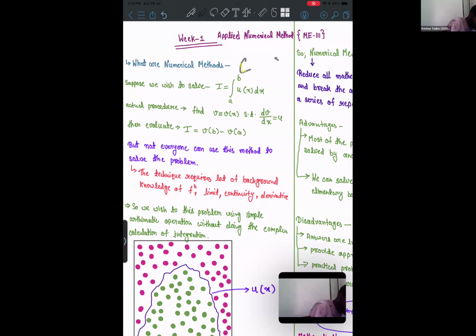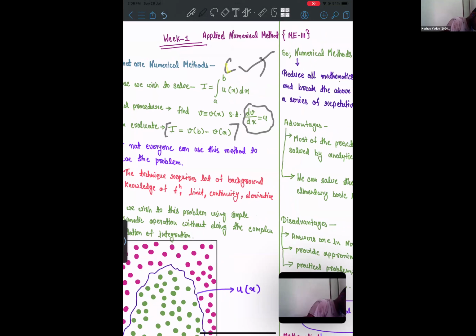So why was the numerical method introduced here? Suppose we want to solve this problem: I equals the integral of u dx. The usual procedure is to find some function v such that the differentiation of v leads to u. Then we evaluate I equals v at the upper limit minus v at the lower limit.